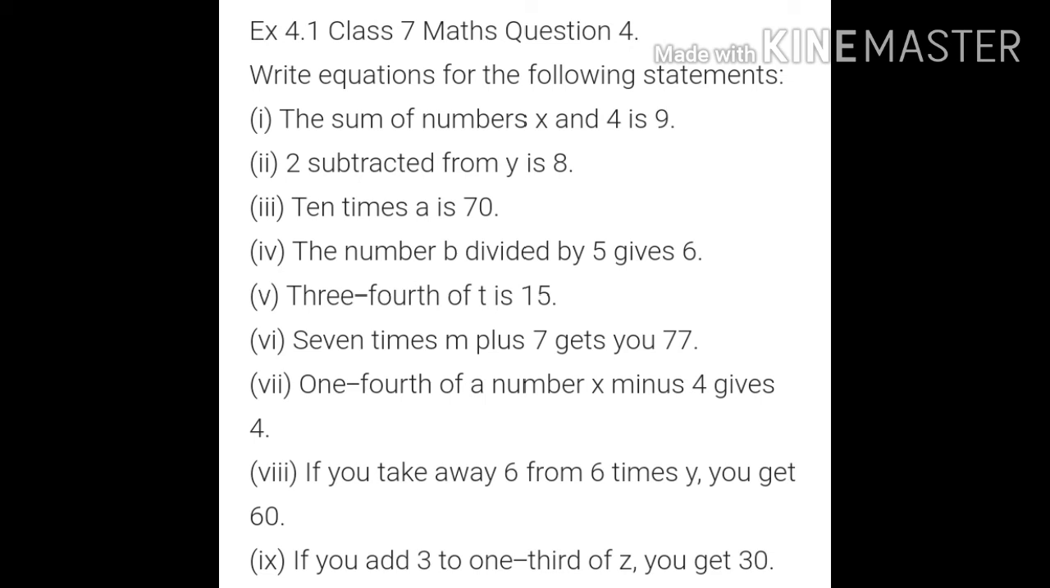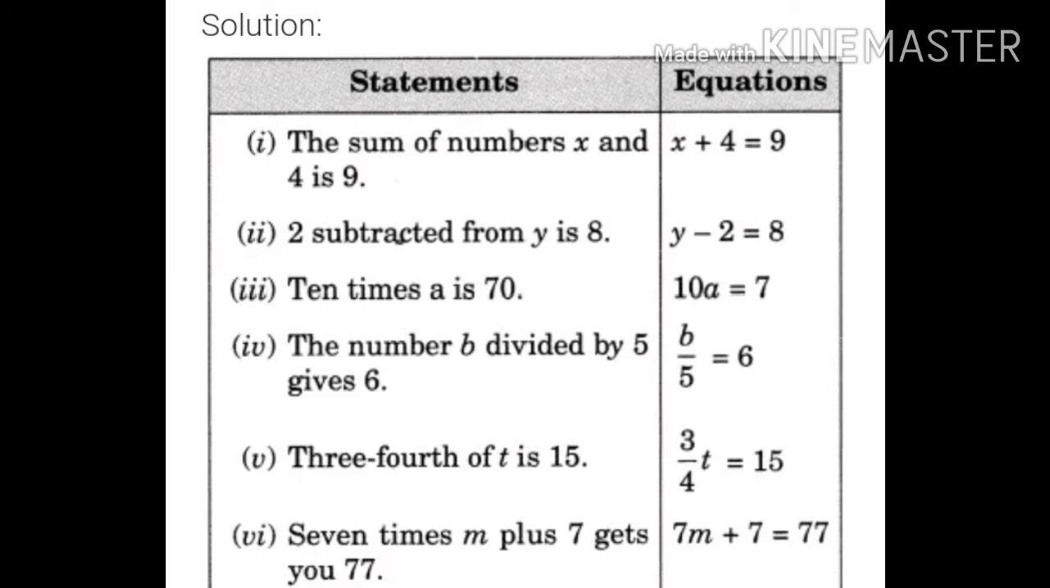Alright. Number 1 part. The sum of number x and 4 is 9. So x plus 4 is equal to 9 will be the equation. 2 subtracted from y is 8. y minus 2 is equal to 8. Third part. 10 times a is 70. 10 times means 10 into a. 10a is equal to 70.